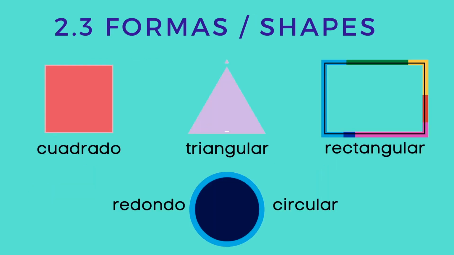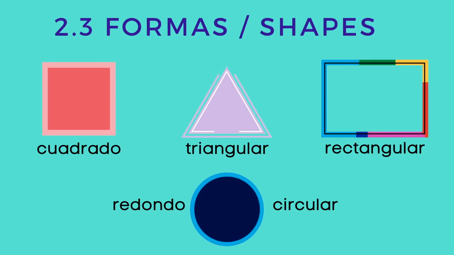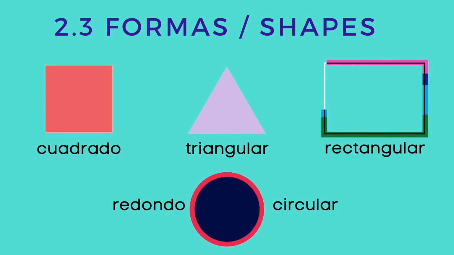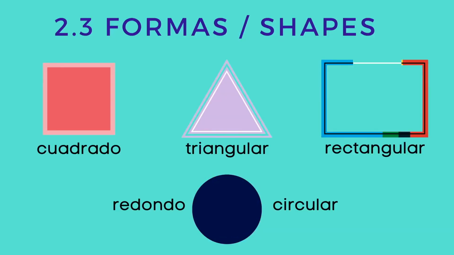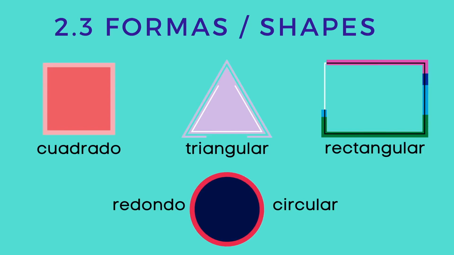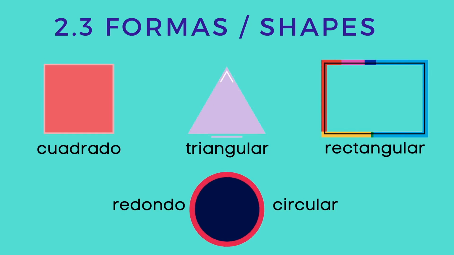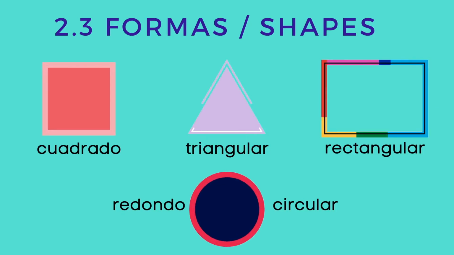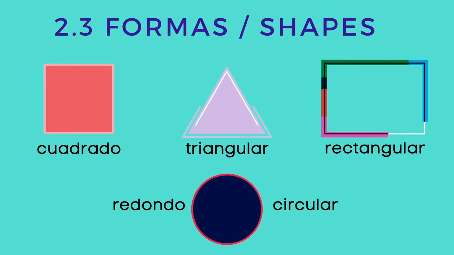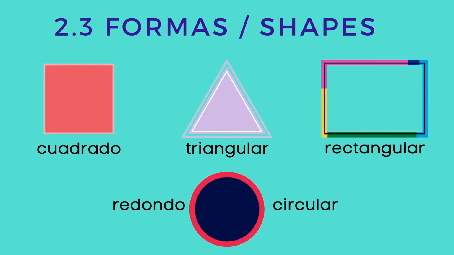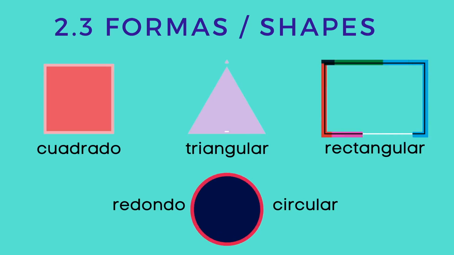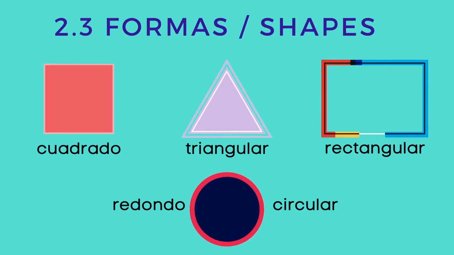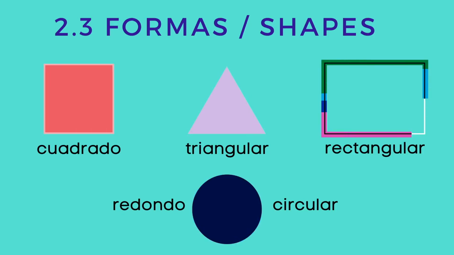Also, when we describe something, we also talk about shapes, how something is. Is it something like this? Cuadrado. Is it something like this shape? Triangular. Rectangular. Is it something like this shape? So we say it's redondo o circular.